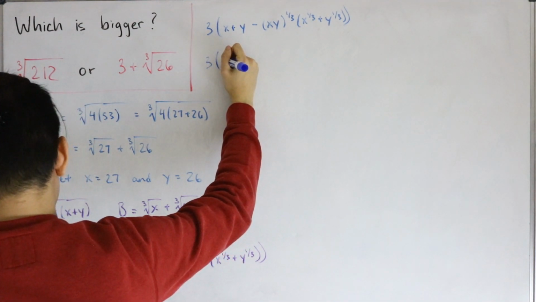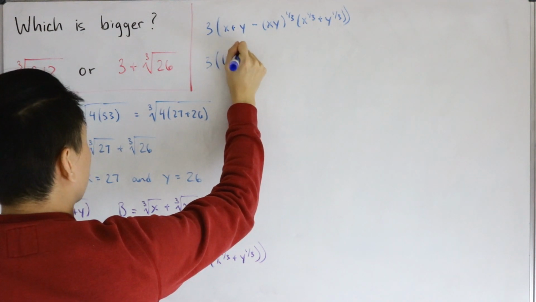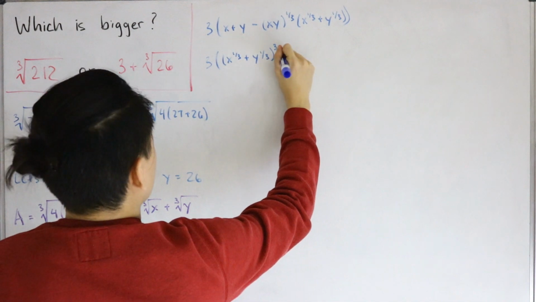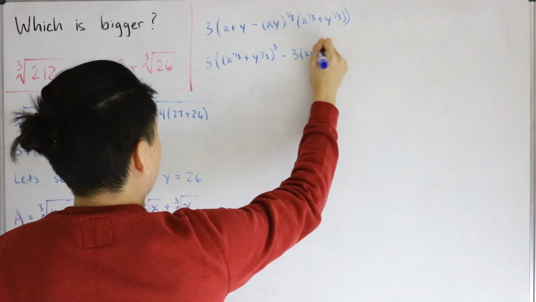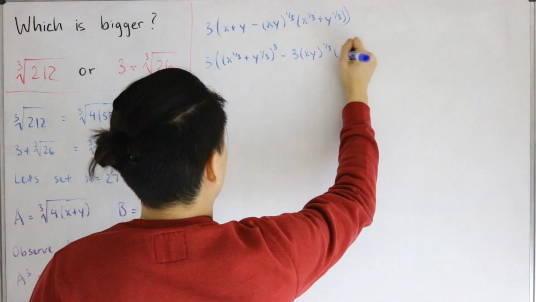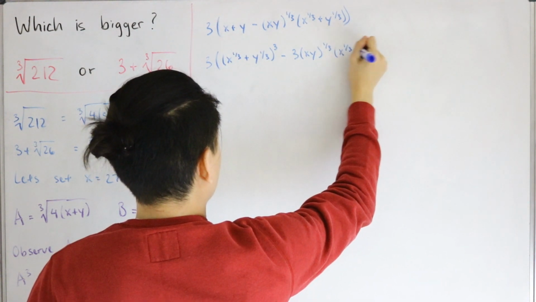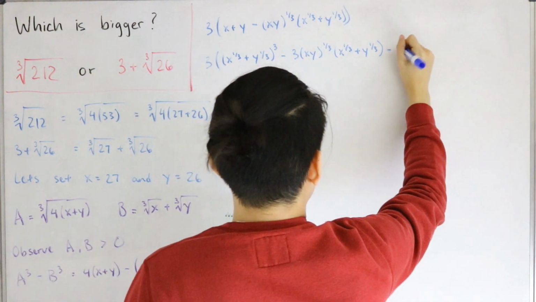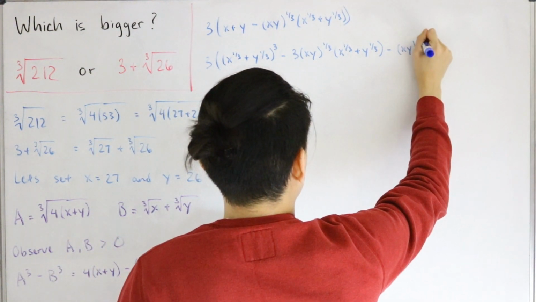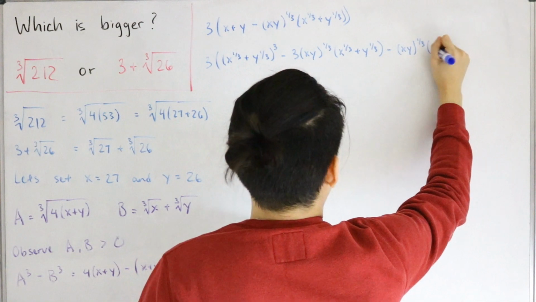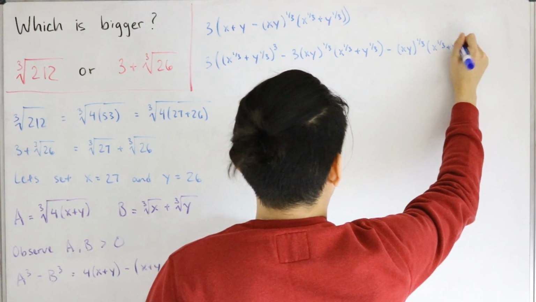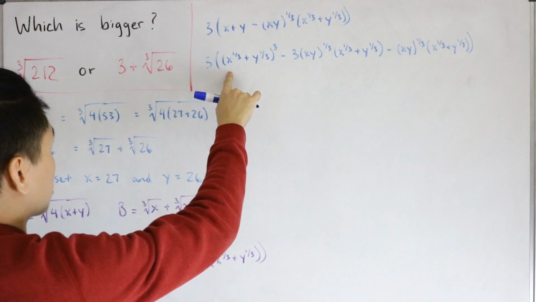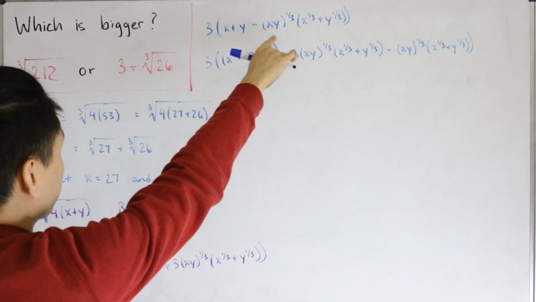So first it's gonna be 3 multiplied by (x^(1/3) + y^(1/3)) cubed, and then subtract 3 times (xy)^(1/3) multiplied by (x^(1/3) + y^(1/3)), and then subtract (xy)^(1/3) multiplied by (x^(1/3) + y^(1/3)). Okay, close that off. If we put that expansion in and subtract this term, we just get the exact same thing from before.